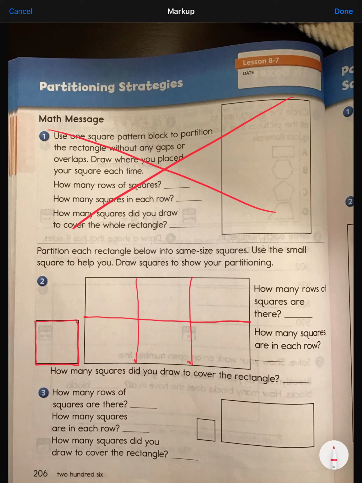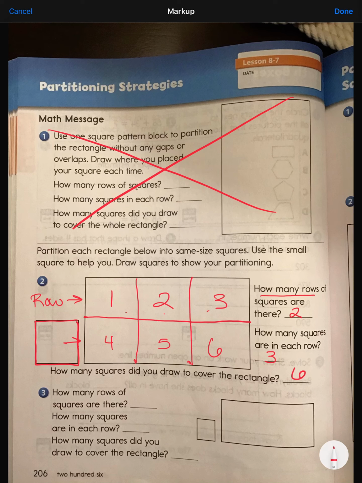Now I need to answer the questions. First one, how many rows of squares are there? Now remember, a row goes across. So I have 1, 2 rows. The next question, how many squares are in each row? I have 1, 2, 3 squares in each row. How many squares did you draw to cover the rectangle? I had 1, 2, 3, 4, 5, 6.